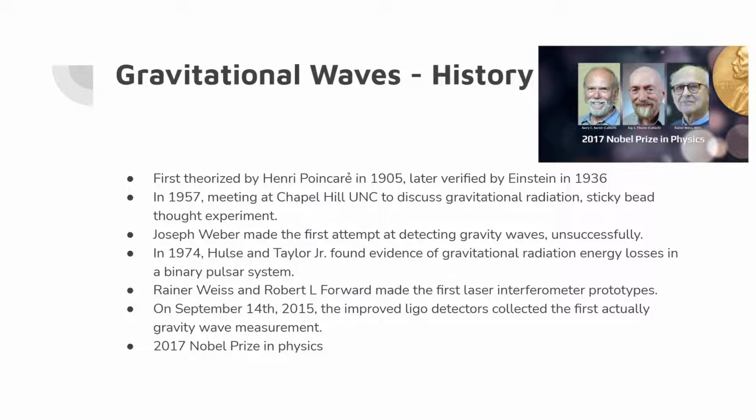There was also work done indirectly to detect gravity waves. Hulse and Taylor Jr. found evidence of energy loss due to gravitational waves in a binary pulsar system. They solved the pulsar system for over a decade, and the energy losses due to gravitational radiation were consistent with what would be predicted using general relativity. Finally, Rainer Weiss and Robert L. Forward made the first prototypes of the laser interferometer, which would eventually be what detected the gravity waves.